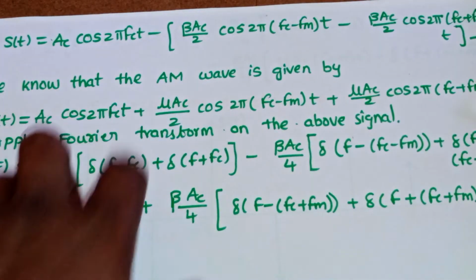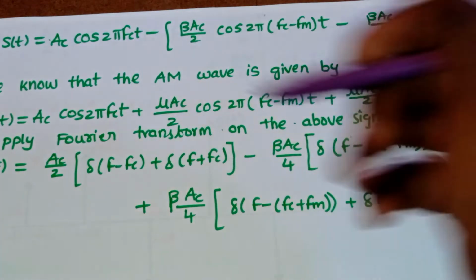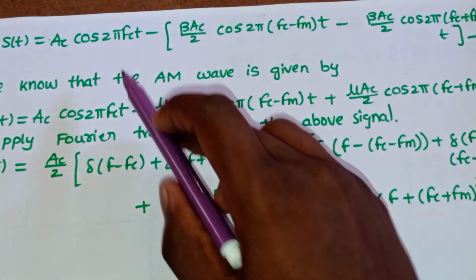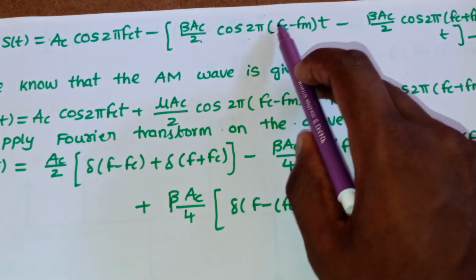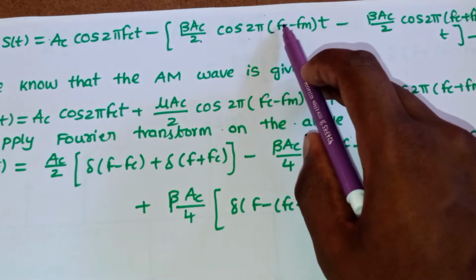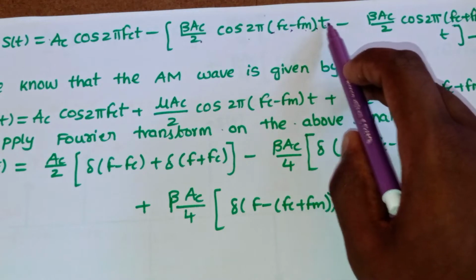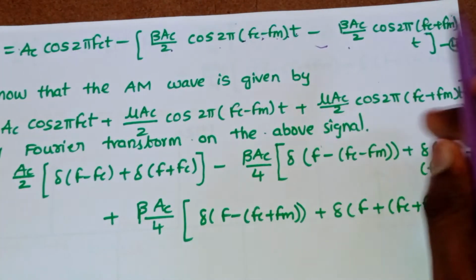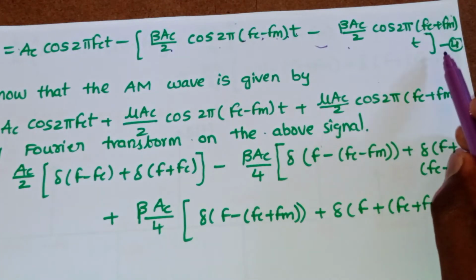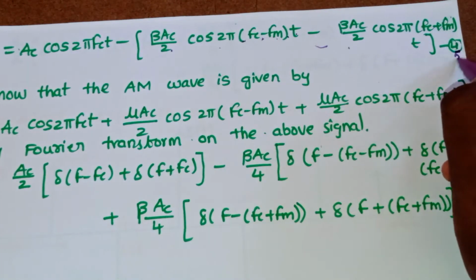This is the continuation of the equation. S of t is equal to Ac cos 2 pi fc t minus beta Ac by 2 cos of 2 pi of fc minus fm times t, minus beta Ac by 2 cos of 2 pi of fc plus fm times t. Consider this as equation number 5.